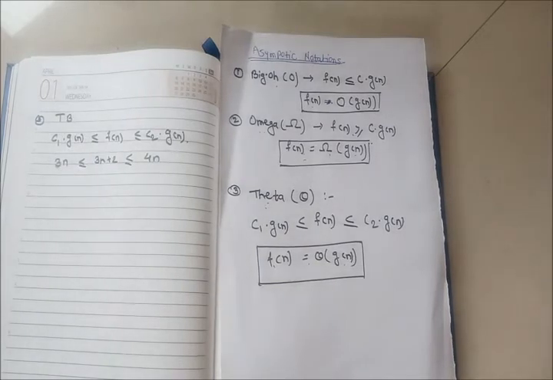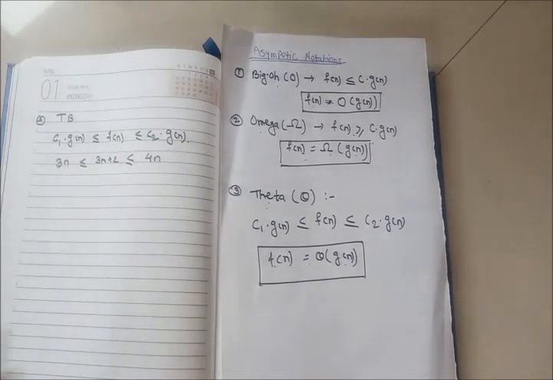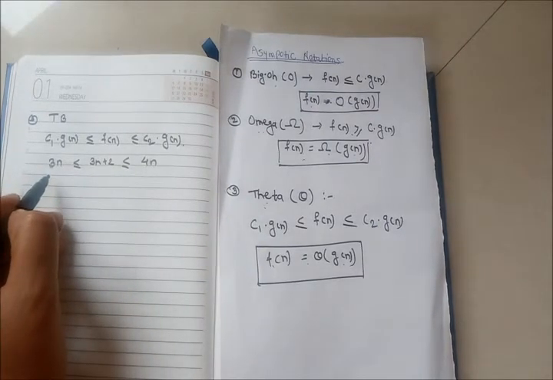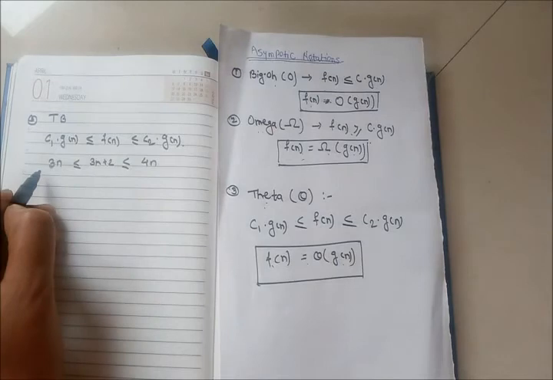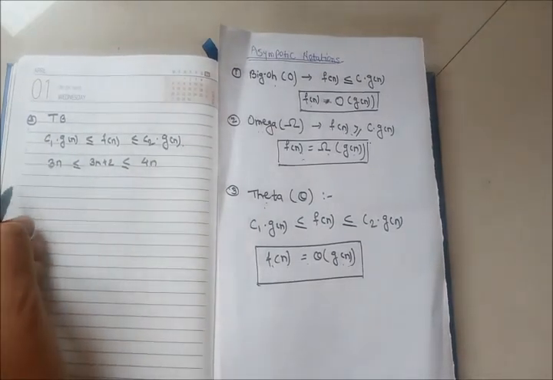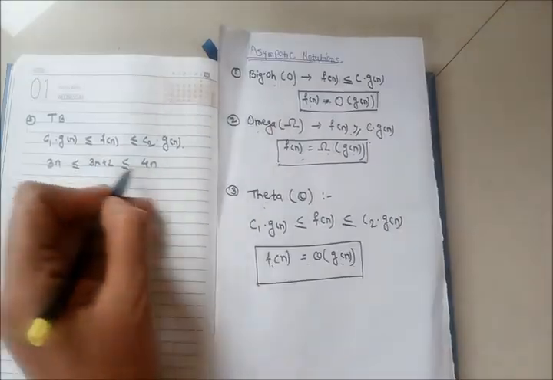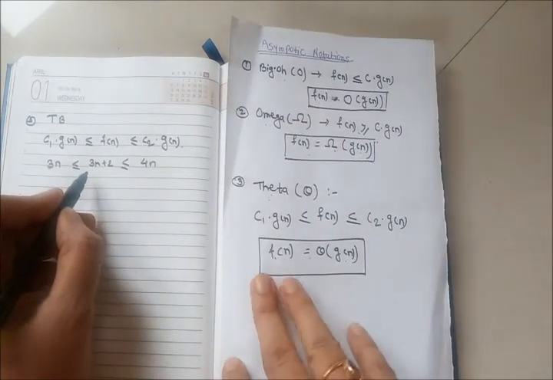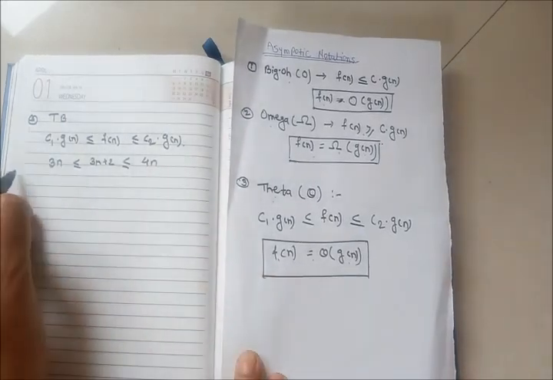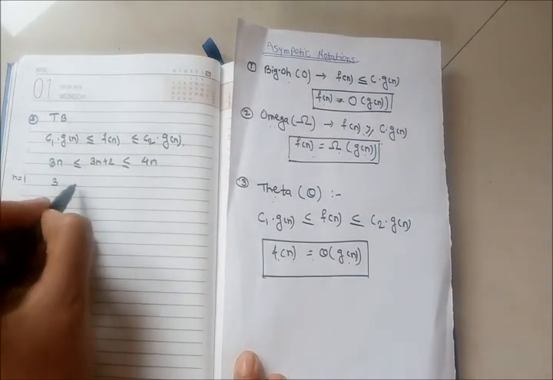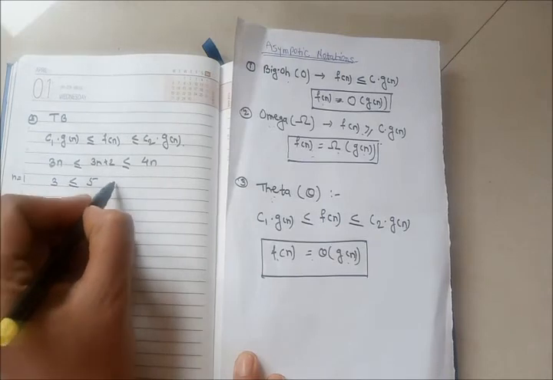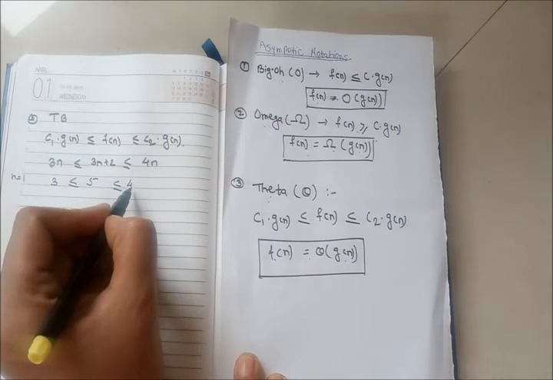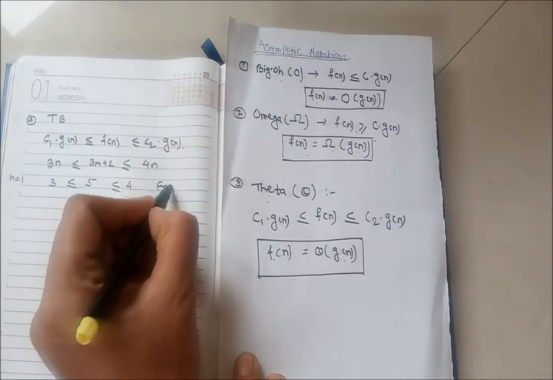So what is the solution for this? You have to calculate the next consecutive values of n, and after some iterations you will get this equation as true. That value you can take into consideration for the solution. So here 3n is less than or equal to 3n plus 2 is less than or equal to 4n. If I put n is equal to 1, I get 3 is less than or equal to 5 is less than or equal to 4. 5 is not less than 4, so you get a false solution.